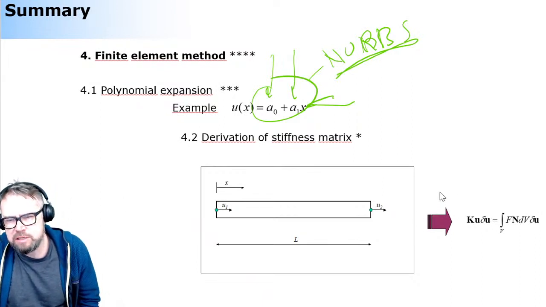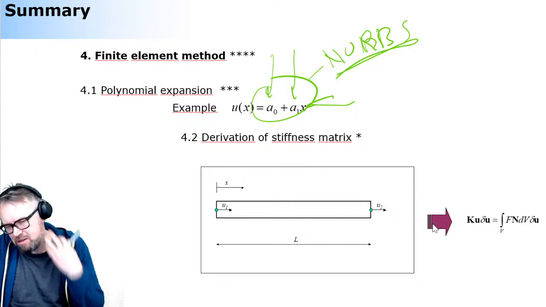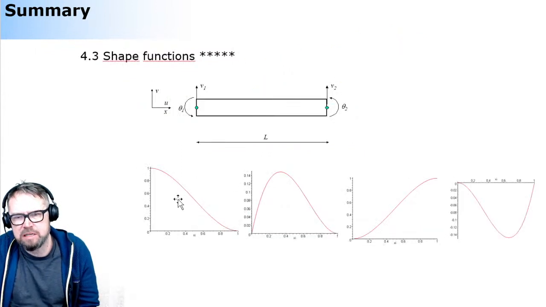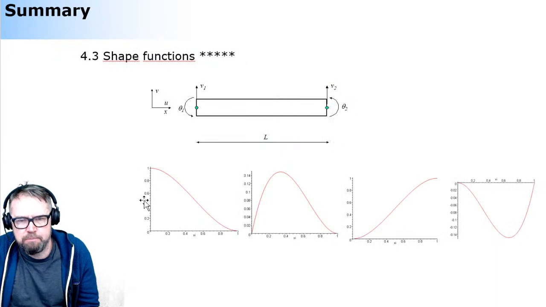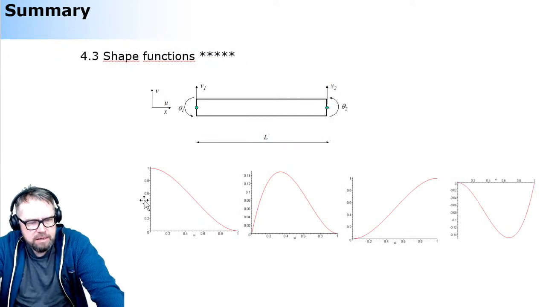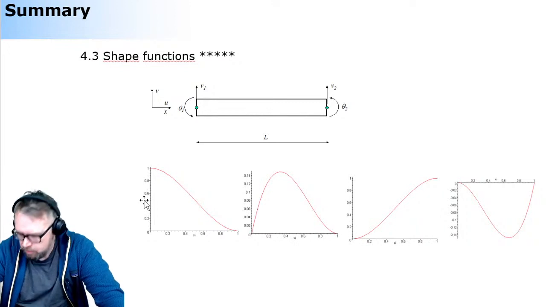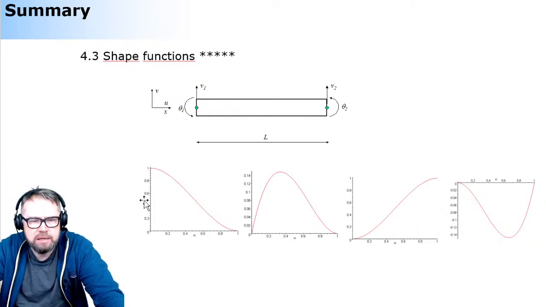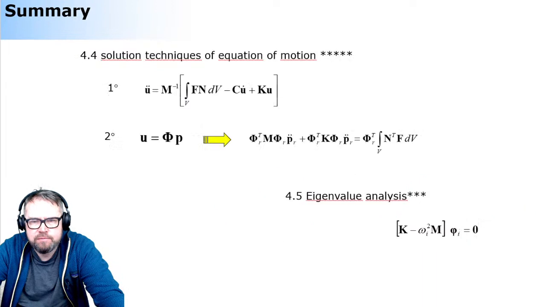How to derive the stiffness matrix? Don't take a look at that. These are the shape functions, so they are based on polynomials. Remember that. They are based on polynomials. Again, you can get them by replacing these polynomial coefficients by nodal degrees of freedom. And solution techniques for equation of motion. You can solve that directly, or you can move to modal coordinates, from nodal to modal coordinates.